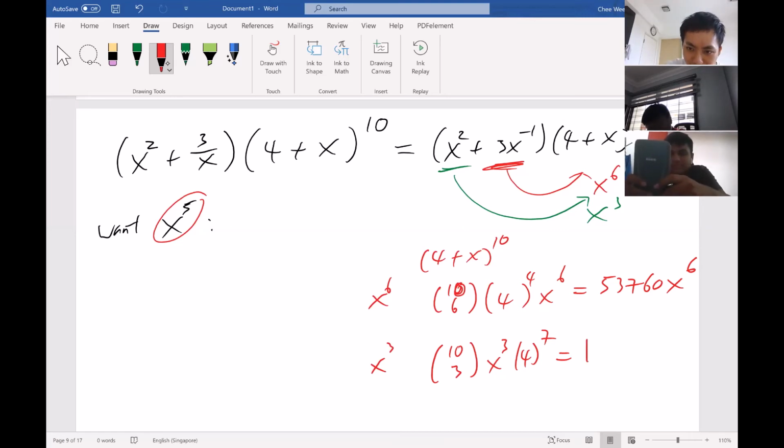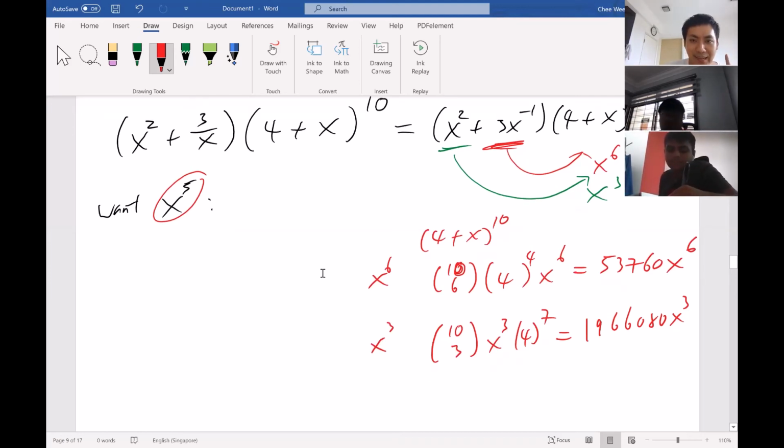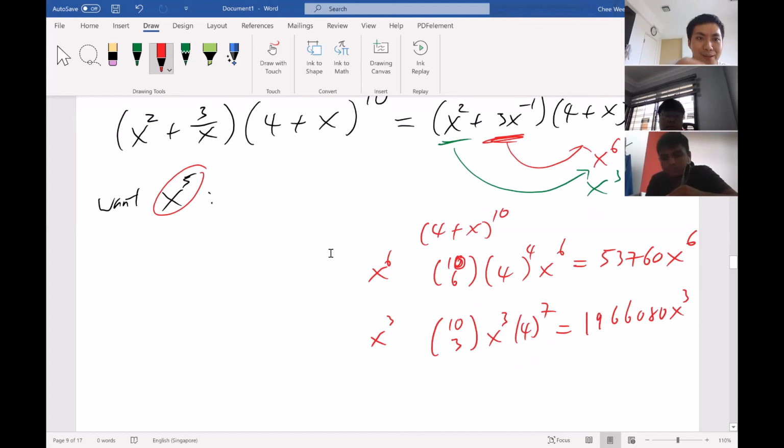Wow. 1966080 x to the power of 3. Okay. So what we are saying is only these two terms matter to us in the expansion of (4 + x) to the power of 10. So the question now becomes a situation of x squared plus 3x to the power of negative 1.